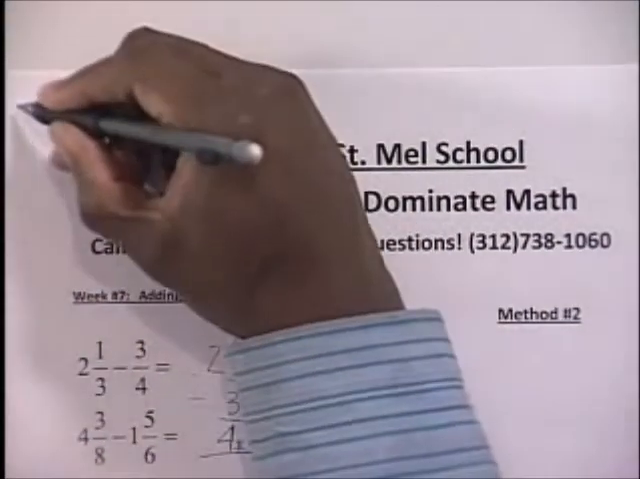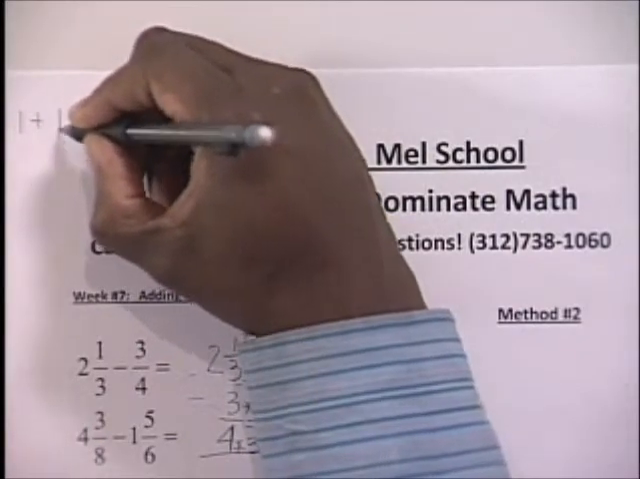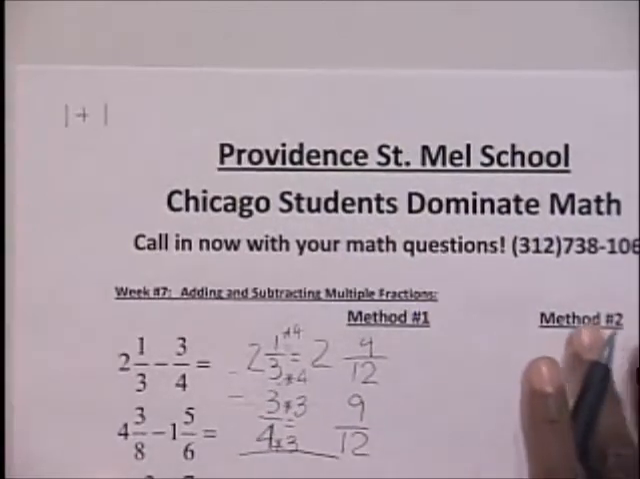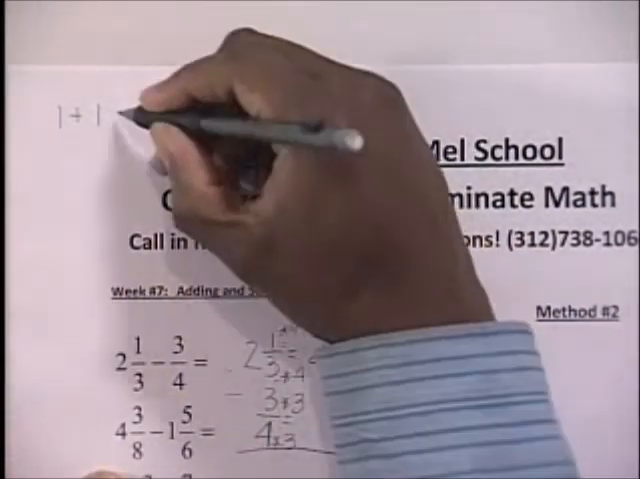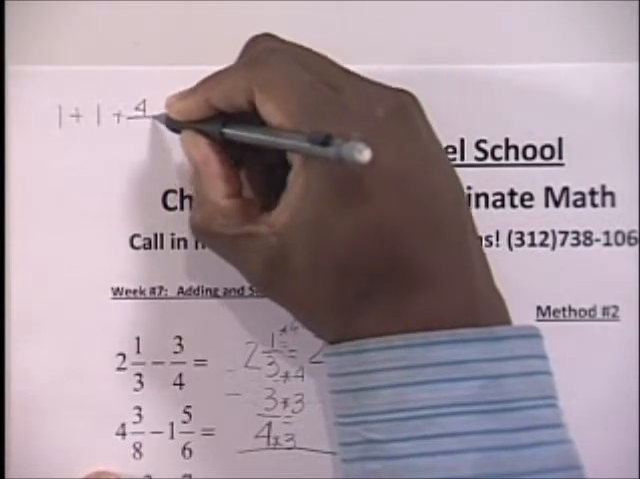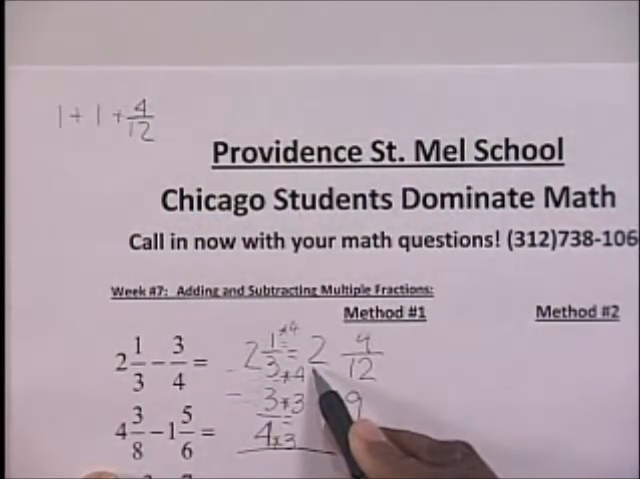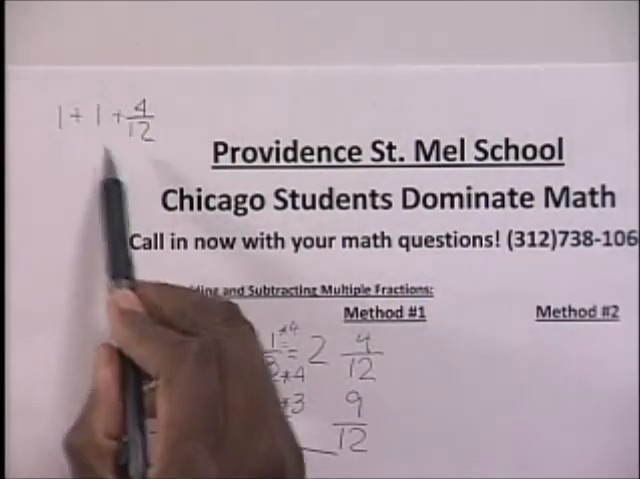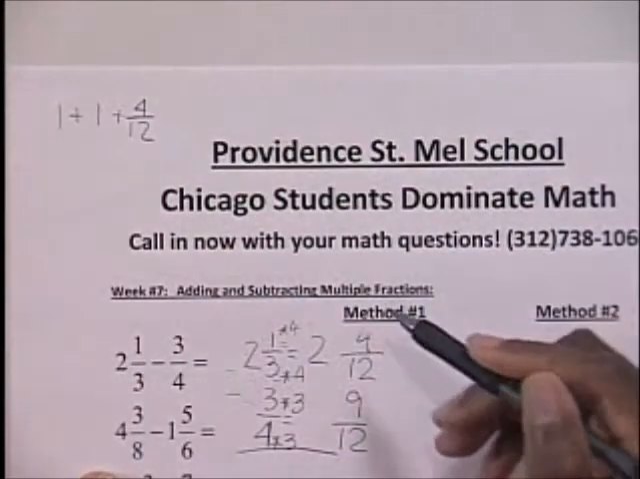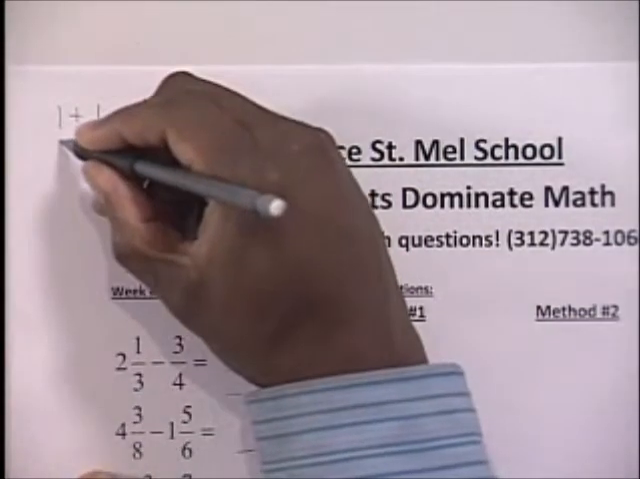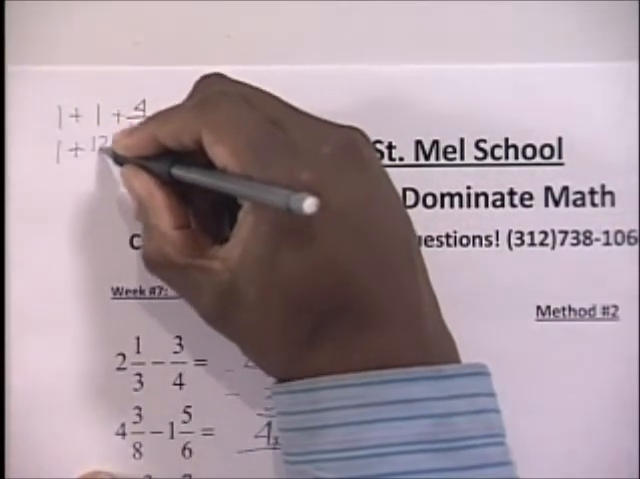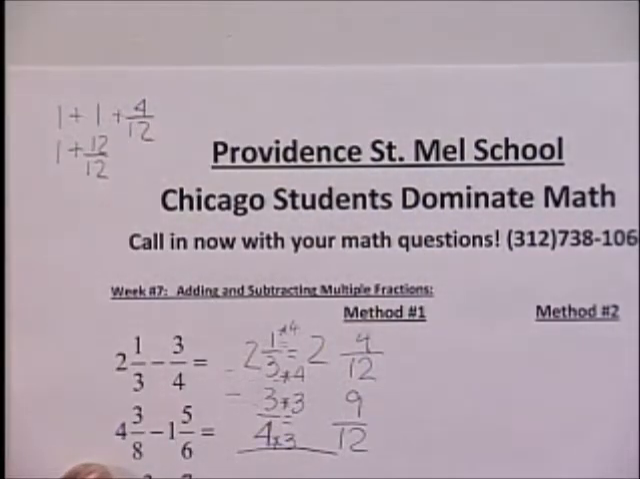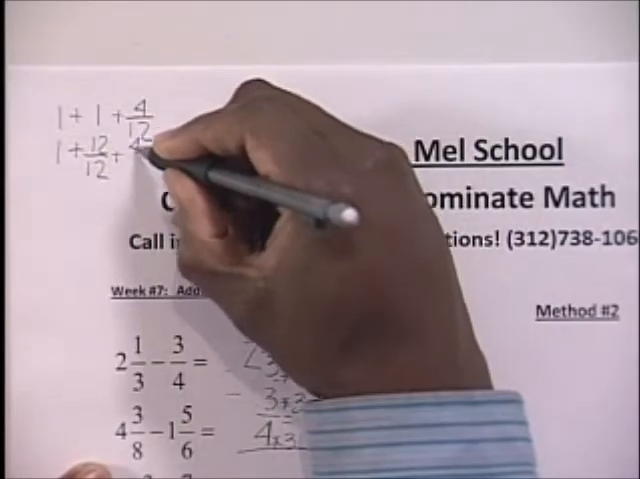Well, another way to say 2 is 1 plus 1. That's 2. 1 plus 1 is 2. So you have 1 plus 1 plus 4 twelfths. We're trying to rewrite 2 4 twelfths. Well, another way to say 2 is 1 plus 1, and then you have the 4 twelfths. Well, another way to say 1 plus 1 is 1 plus 12 over 12. We've acknowledged that 12 over 12 is the same value as 1. And then we have plus 4 twelfths.